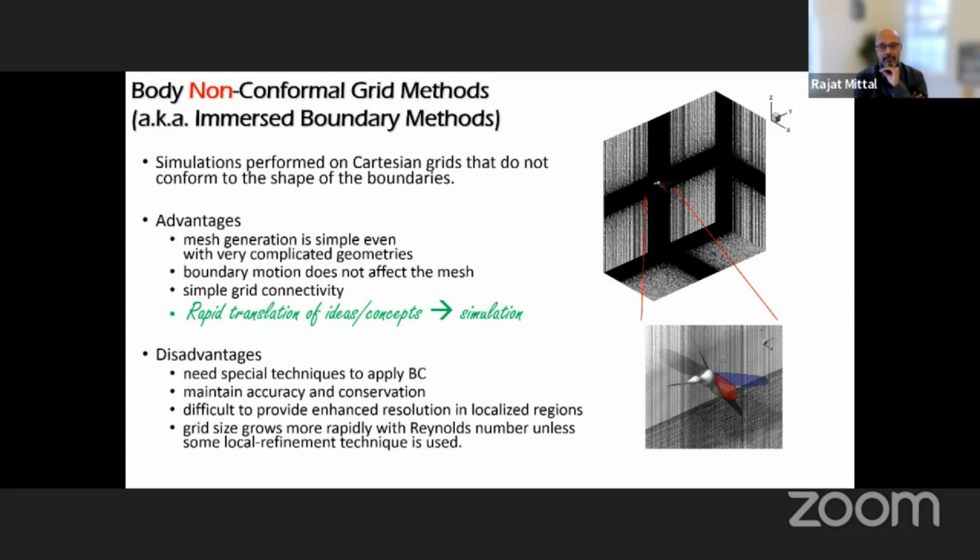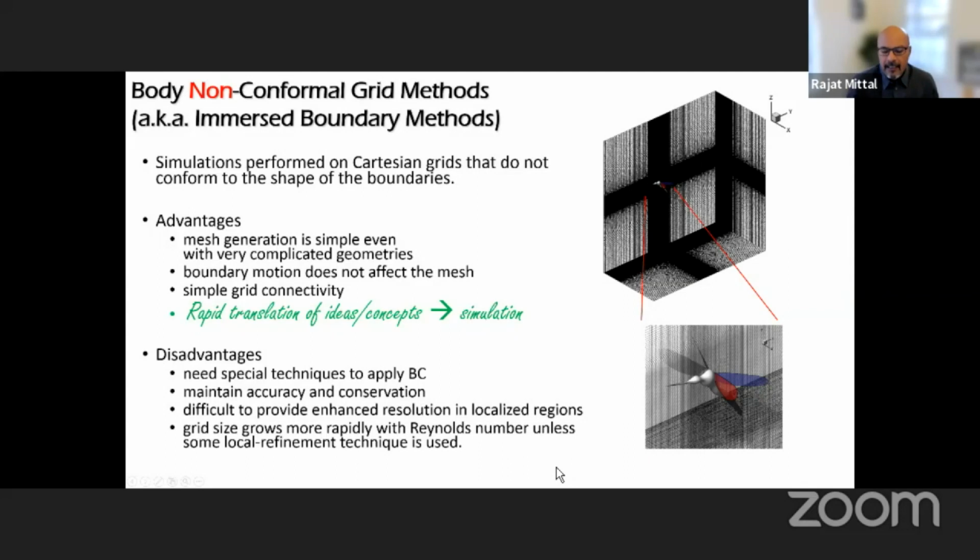So we can actually go very quickly from ideas and concepts to simulations if we use these immersed boundary type of methods. Of course, these methods do have their weaknesses and disadvantages. One of the things is that if you have a mesh that does not conform to the boundary, then you need special techniques to apply boundary conditions to maintain accuracy and conservation, and it is also difficult to provide enhanced resolution only in certain localized areas.